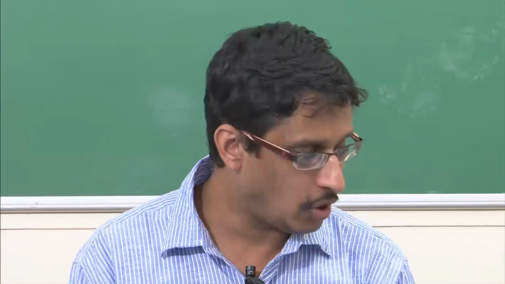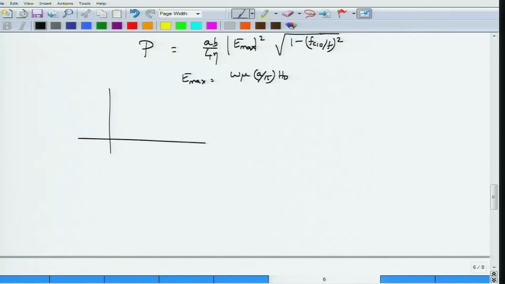Okay. So if you plot this power that is transmitted as a function of frequency, clearly when f is less than fc10 there won't be any power propagating. At f equal to fc10 barely any power gets propagated. So this would be fc10, this is the f axis, and as f becomes very large this factor becomes equal to 1, and then you would reach ab by 4 eta E max square, right. So this would be the asymptote value to which you would reach as you start increasing the frequency.